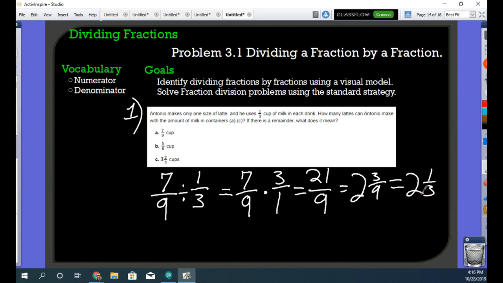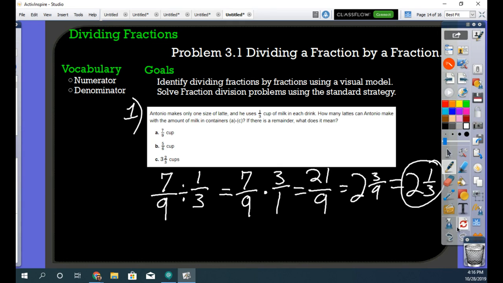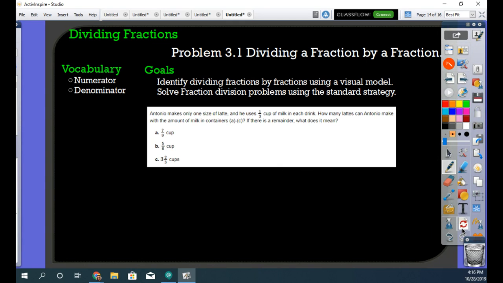So the 2 1/3, this answer here at the end, this represents how many lattes he could make, not how many cups of milk he started with or used. It's 2 1/3 lattes that he makes with the milk given. All right, so that's the first one. Second one, same process.